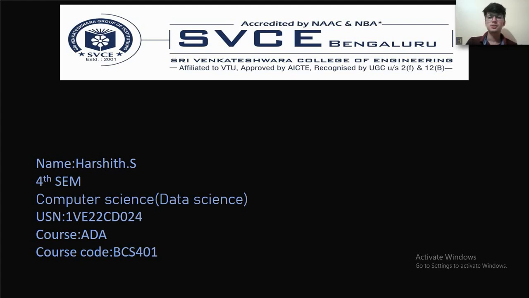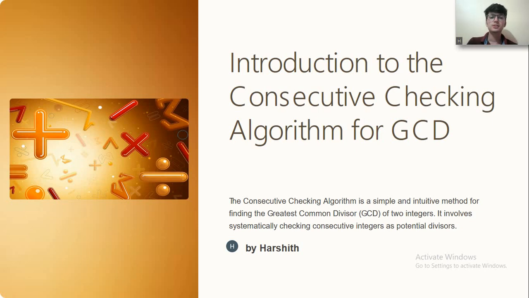Today I am here to present the topic Consecutive Integer Checking Algorithm for GCD. So let us see the introduction to the consecutive checking algorithm for GCD. The consecutive checking algorithm is a simple and intuitive method for finding the greatest common divisor of two integers. It involves systematically checking consecutive integers as potential divisors.